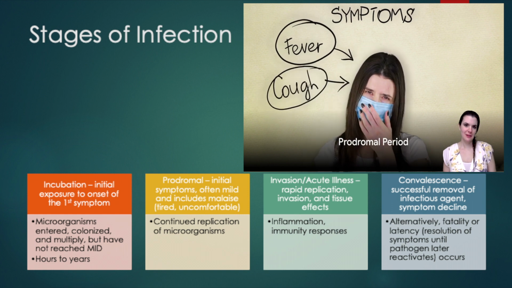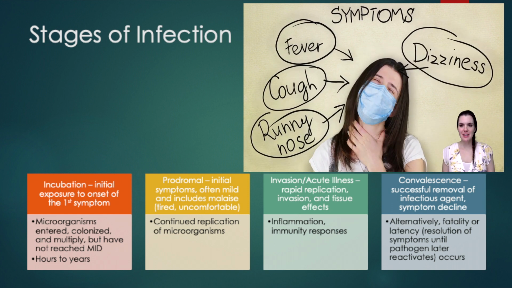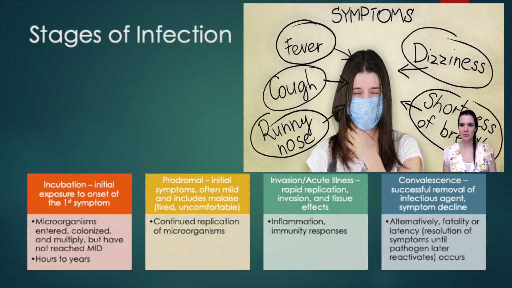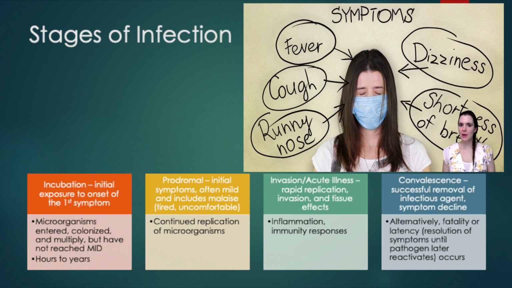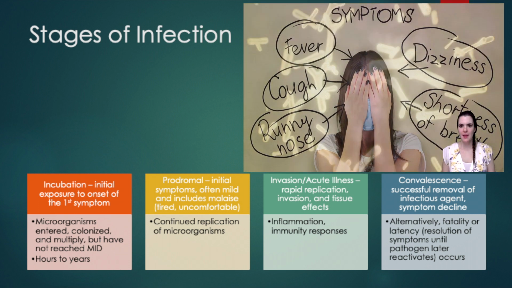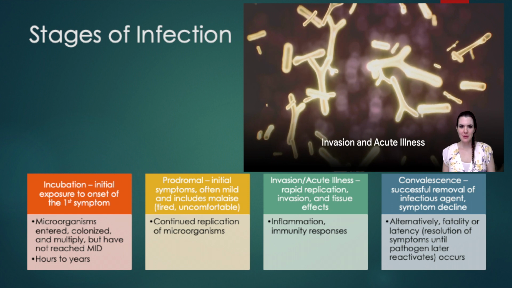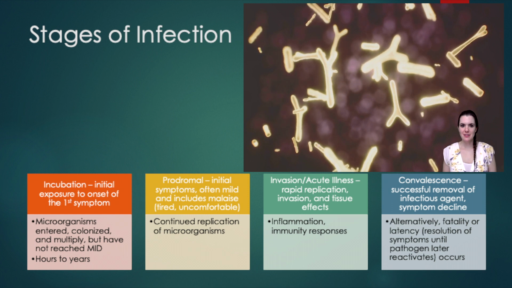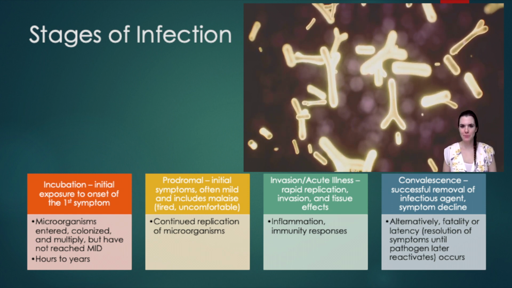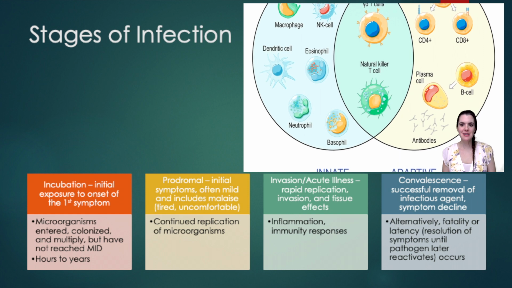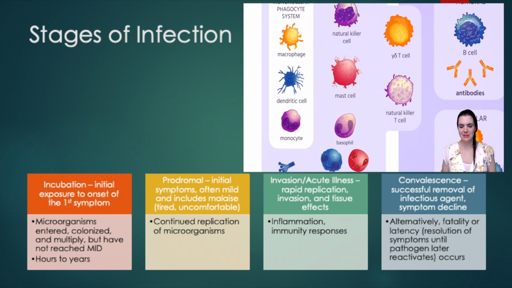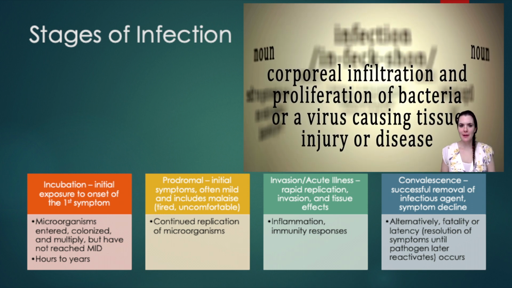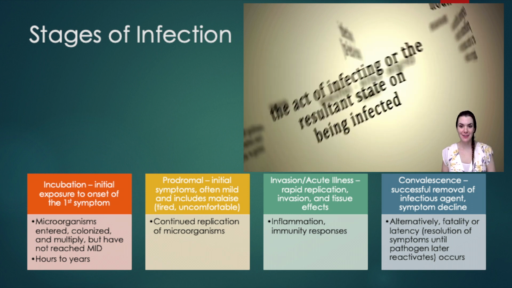The prodromal period is the time of initial symptom presentation, which are often mild and include malaise, a feeling of being tired and uncomfortable. In this time, the microbes are replicating and beginning to cause infection. The invasion and acute illness time period occurs when there is a rapid replication of microbes and leads to tissue effects, including tissue damage and death. This is highly inflammatory and leads to more advanced immune system responses. At this time, the signs and symptoms of the infection are more apparent, and often definitive diagnosis can occur.